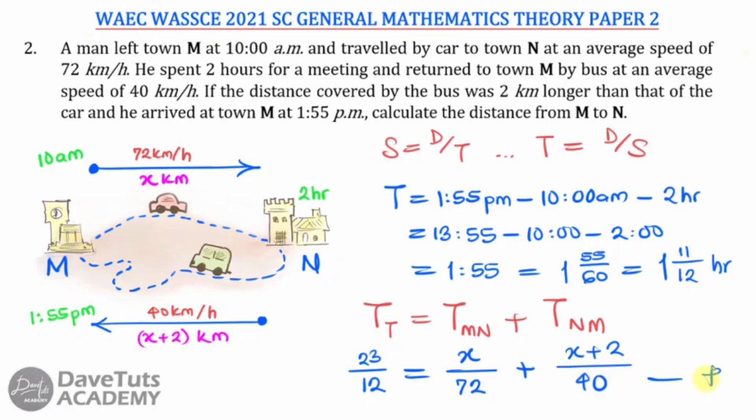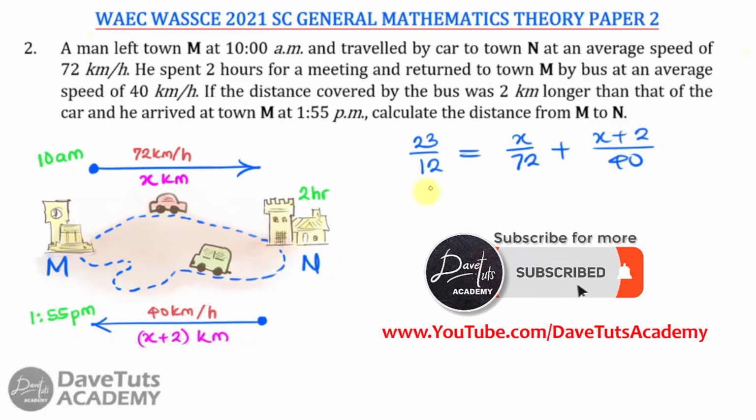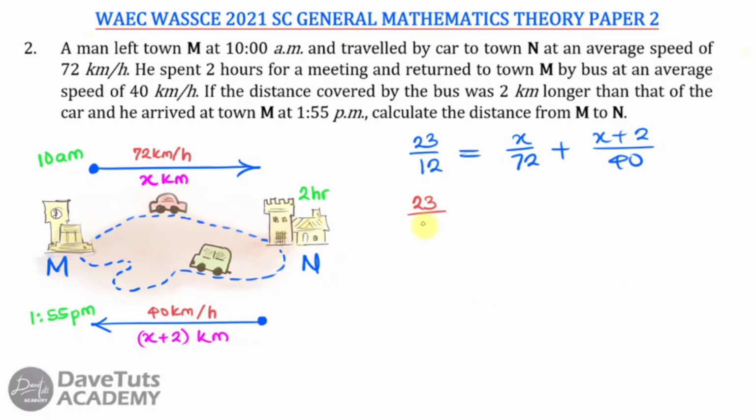This is the equation that we need to solve to get the distance from M to N, which is actually x. Once we are able to get that, we should be good to go, and everything will be fine for us. So this is what we have as our equation from our solution so far, and we can just find the LCM and see what we are going to have on the right hand side. I just want to walk straight and not try to be factoring out. I just want to say 72 and 40 will be my LCM.